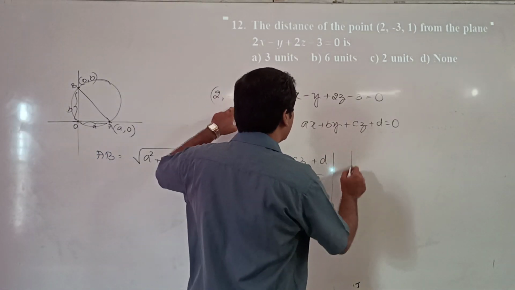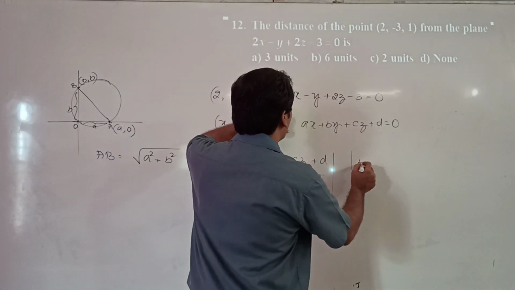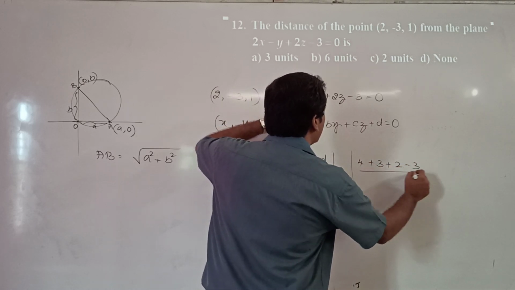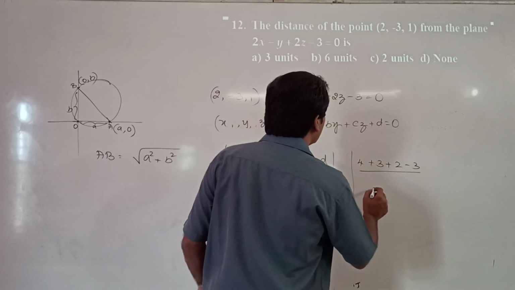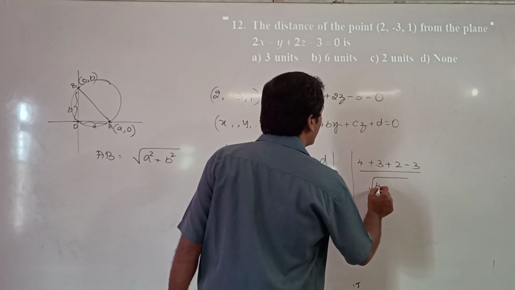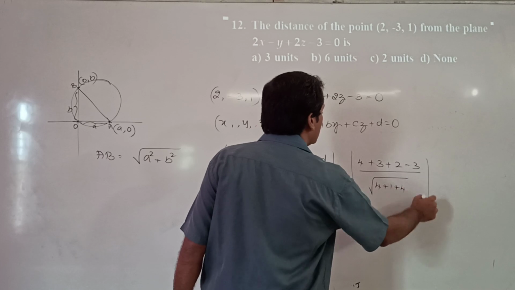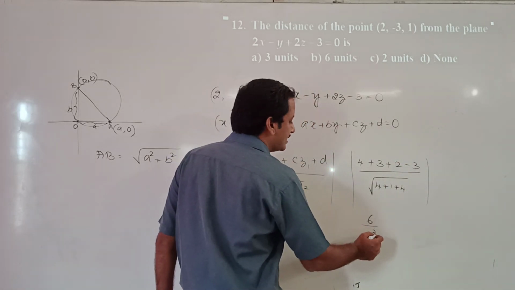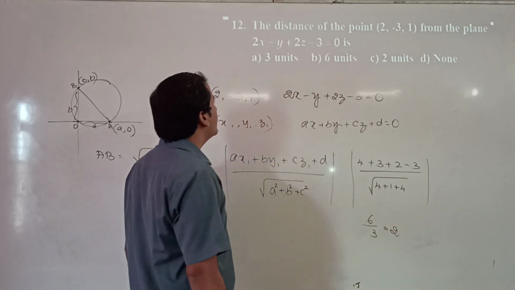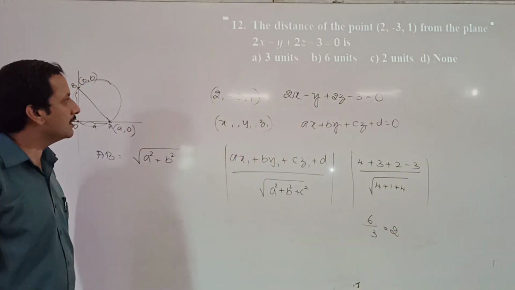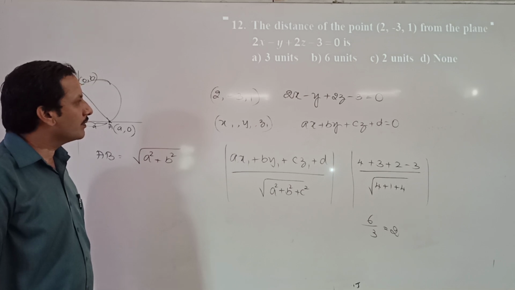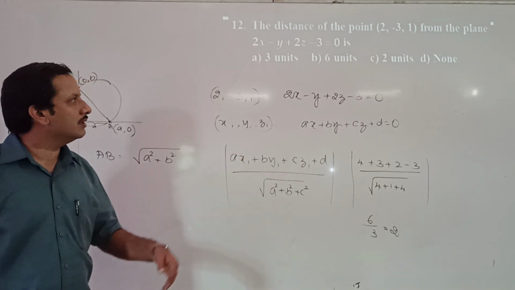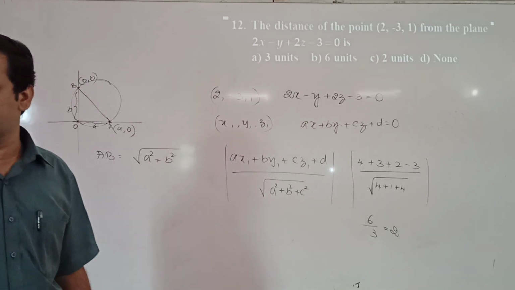So use this formula here. Ax1 we get 4 plus 3 plus 2 minus 3 divided by square root of 4 plus 1 plus 4. 3 gets cancelled, we get 6. Here root 9 which is 3, 6 by 3 is equal to 2 square units. Okay? So 2, that means option C is the correct answer.